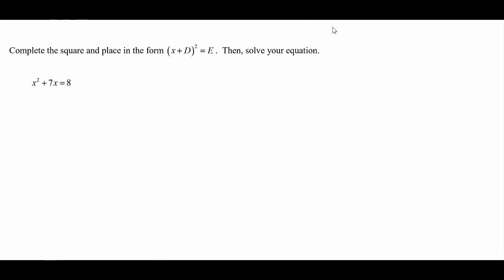So now in this problem, you notice that we have the constant 8 already on the other side of the equation. So this problem is ready for you to complete the square, right? So the first step would be to just make some room for what you're going to add here. Okay?